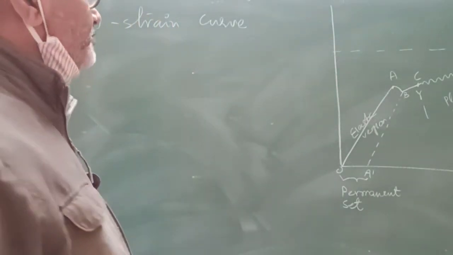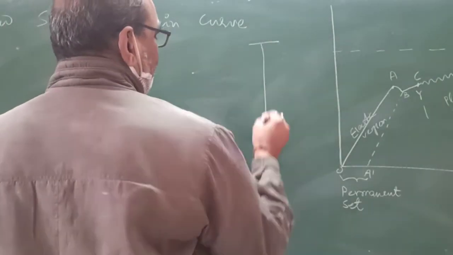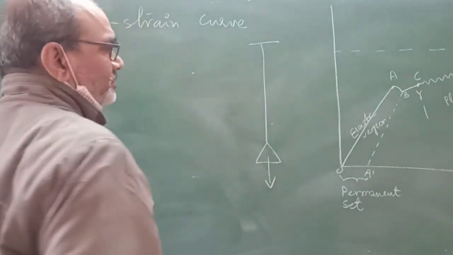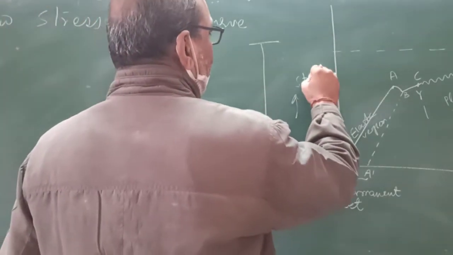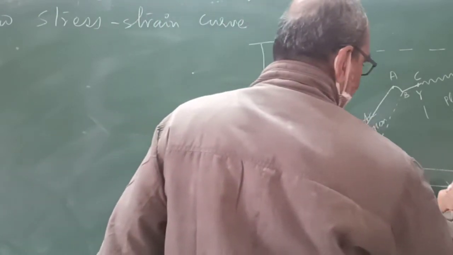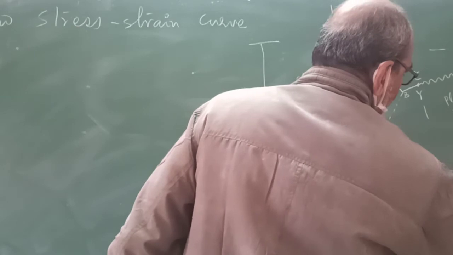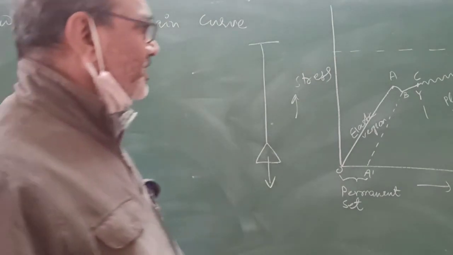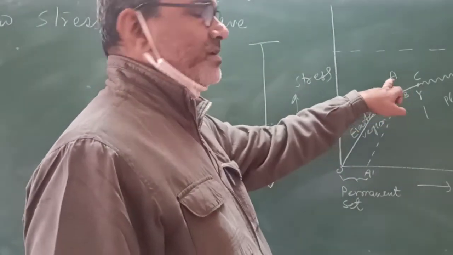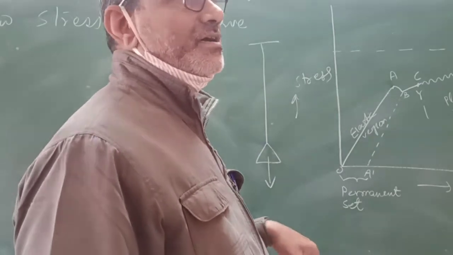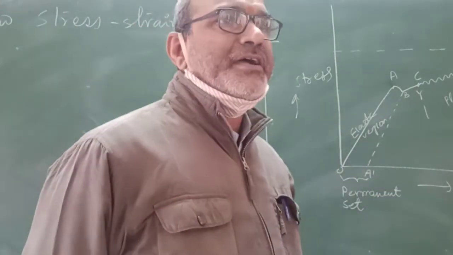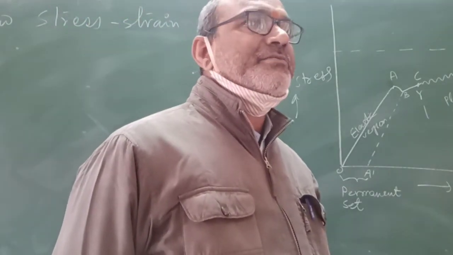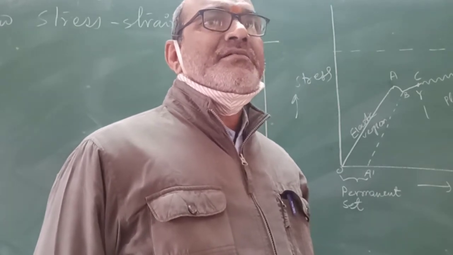Let a wire be suspended from a rigid support and a load applied. When we apply the load, the stress increases and the strain also increases. Up to the point A, if we unload the wire, it follows the same path AO. In that region, when the deforming force is removed, the body regains its original shape and size. That region of the graph is known as the elastic region.